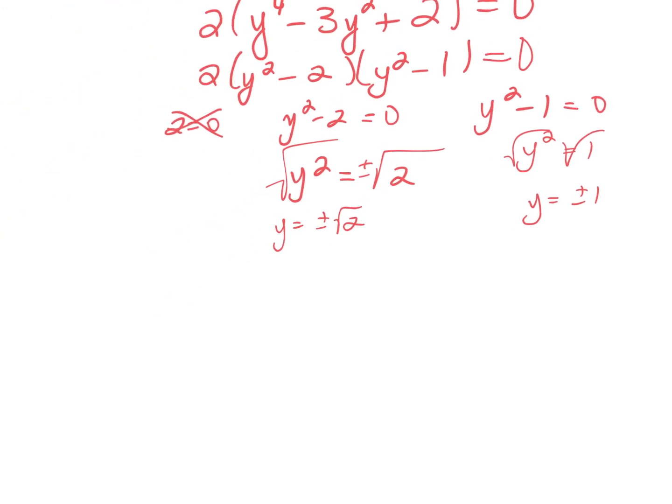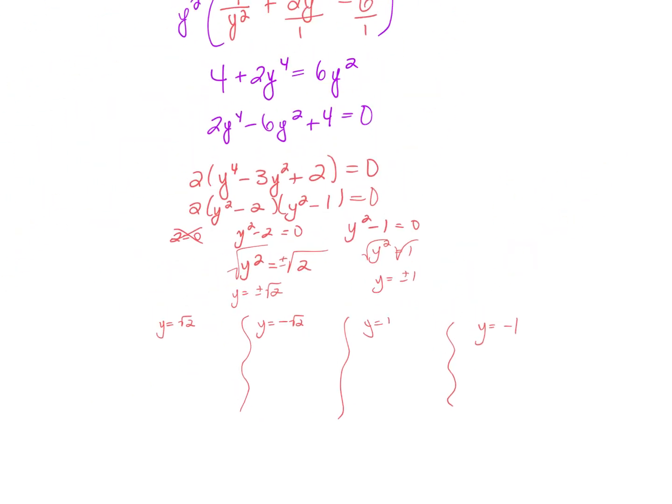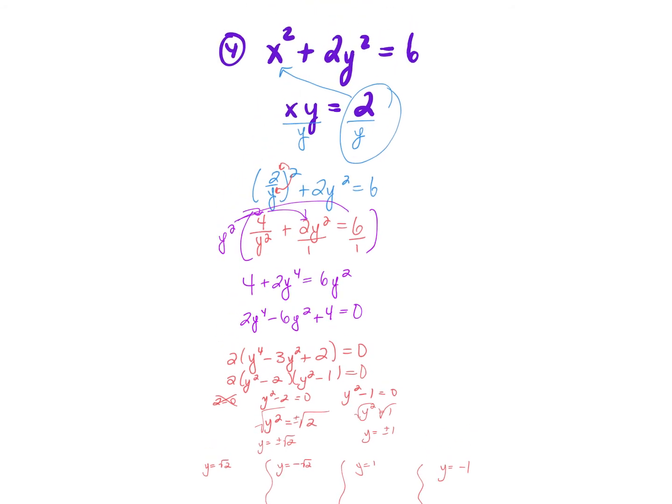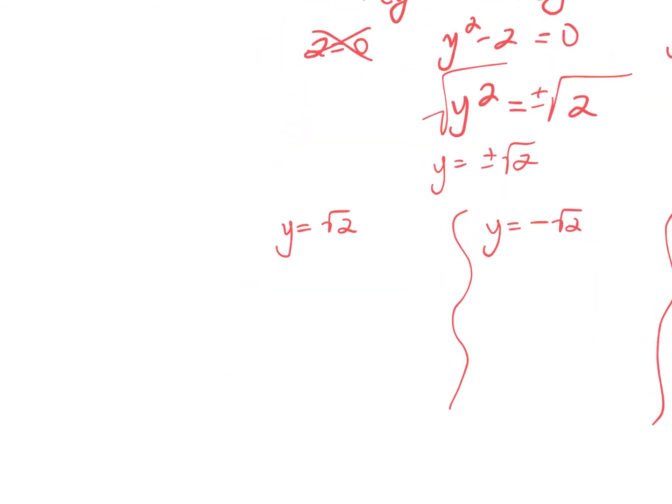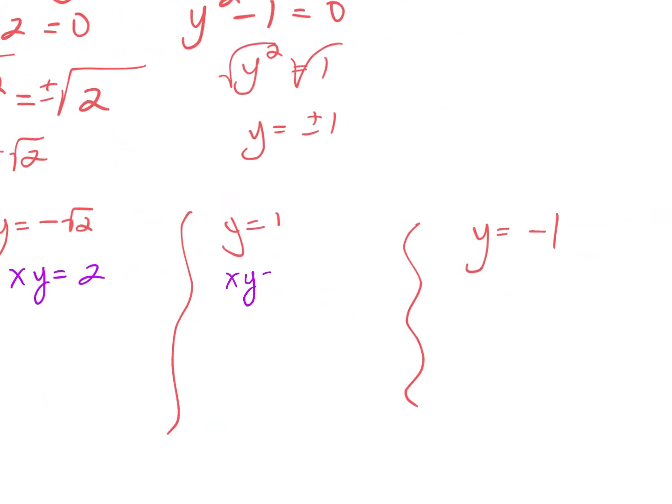So in this case, I have 4 answers. y equals the square root of 2. y equals negative square root of 2. y equals positive 1. And y equals negative 1. Now go back to the very beginning. What's the easier equation to work with? xy equals 2. Okay, so I have xy equals 2 for each of these.